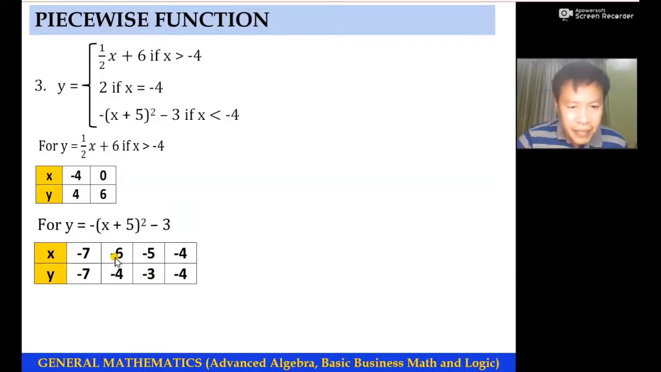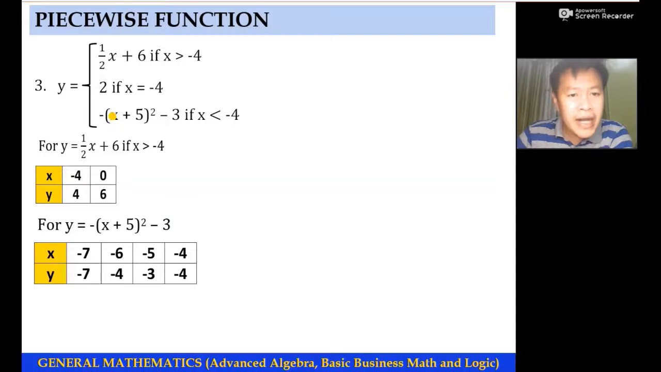Take note of these symmetric points. Symmetric points are points in which we have two different abscissas with the same ordinate. This is our vertex. But we don't need the graph here. Therefore, we do not have the values of x here anymore because our domain is limited to x is less than negative 4.